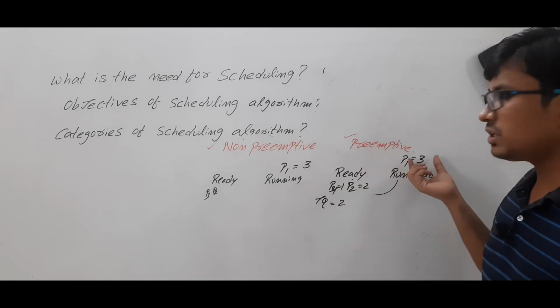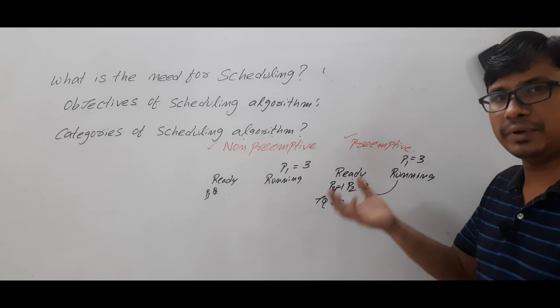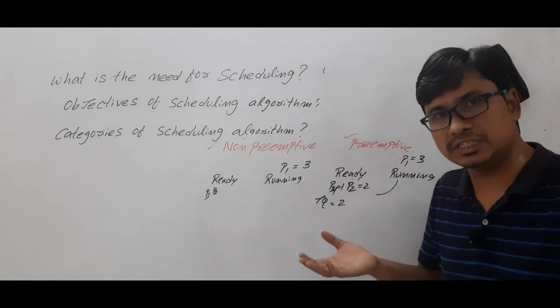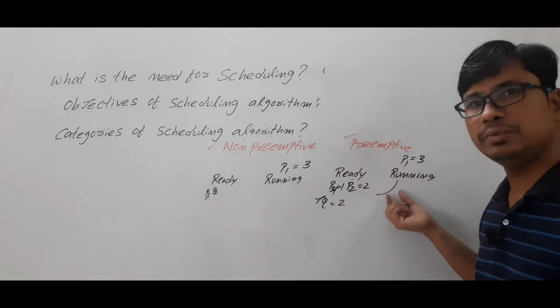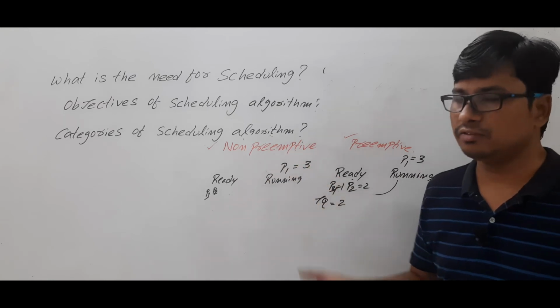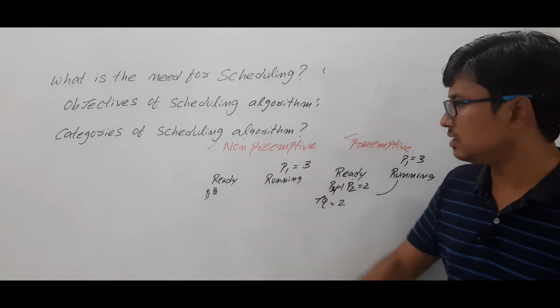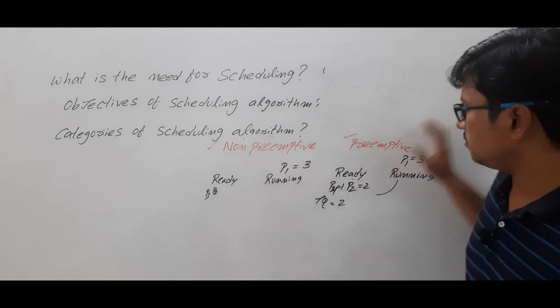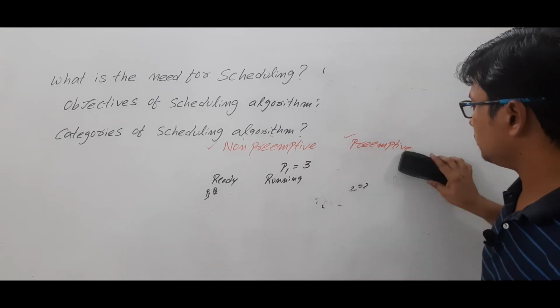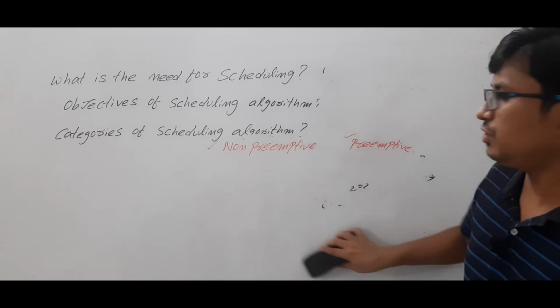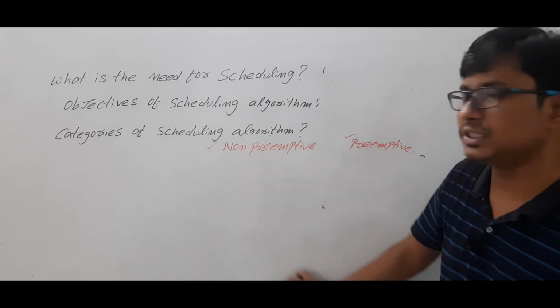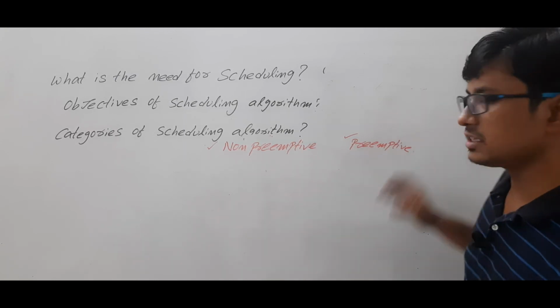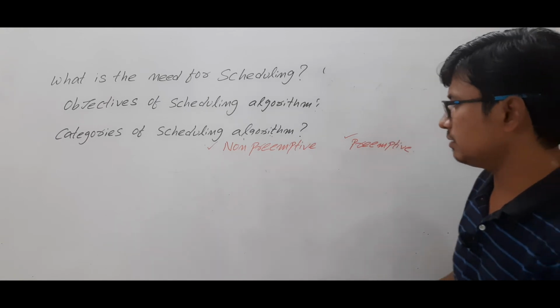So without completing its task, if a high priority process has come or the time quantum is completed, that process will be removed from the running state and will be sent to the ready state. So this is the difference between a non-preemptive scheduling algorithm and a preemptive scheduling algorithm. Let me give a few examples related to the non-preemptive scheduling algorithm, then I will give examples for the preemptive scheduling algorithm.